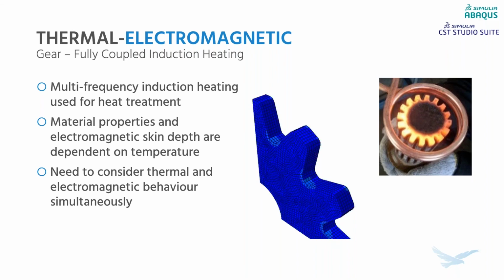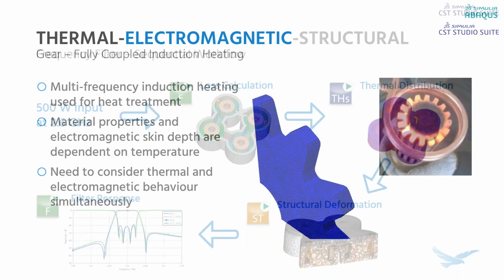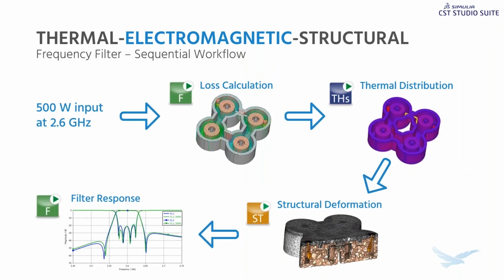And of course, as you heat things up, we had thermal structural, we have thermal electric. Why can't we have all of it? Thermal, electromagnetic, structural. We've got this frequency filter example here. We had a pretty high power input, and that high power is going to cause it to heat up. So we need to do an electromagnetic calculation. You can see a little F there in the green box.